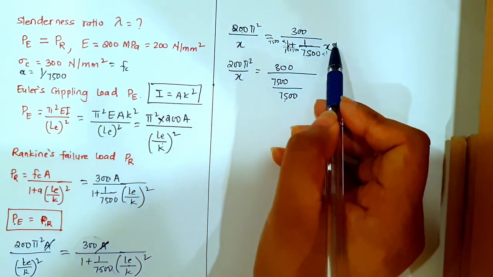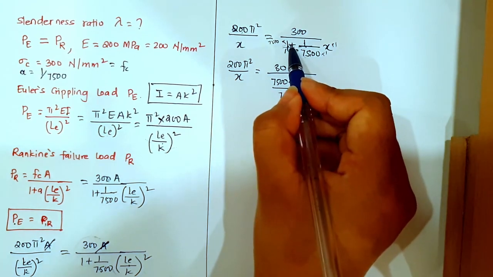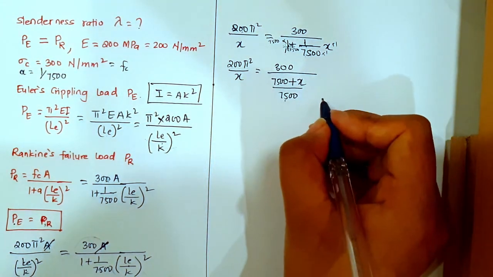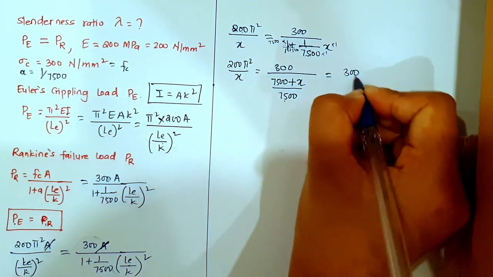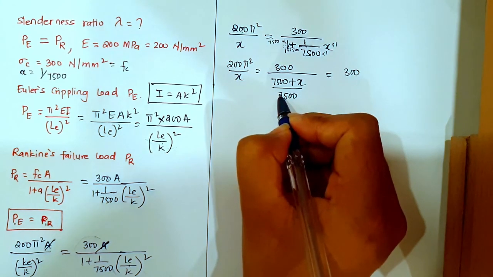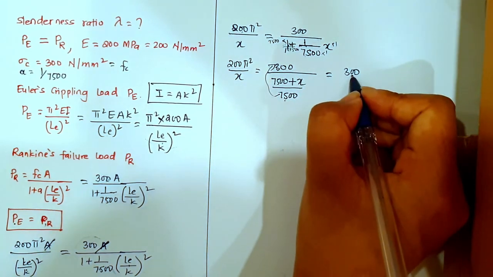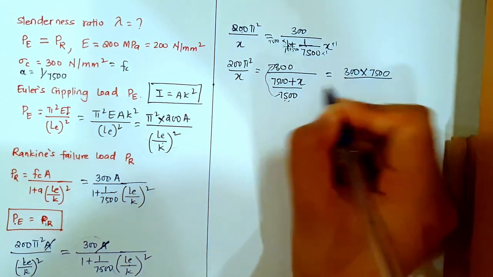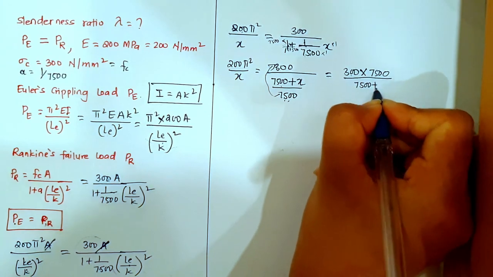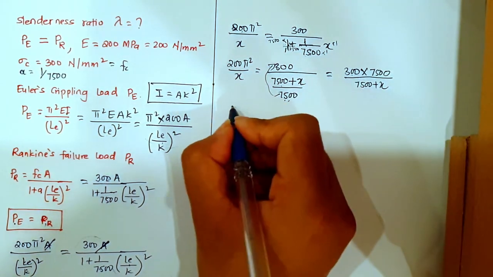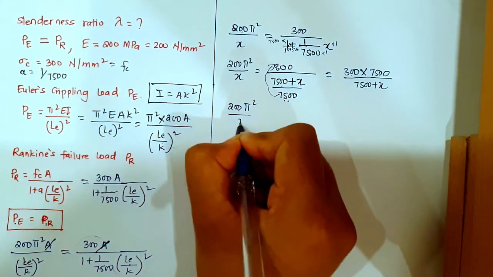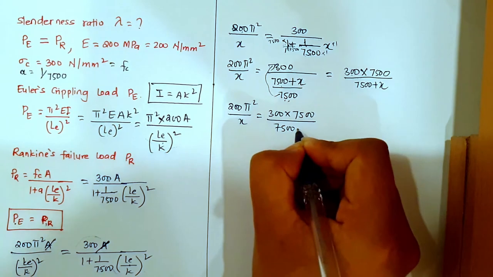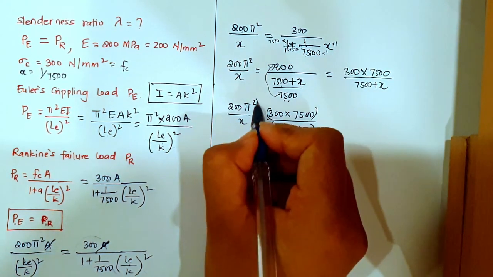So I have 1 into x into 1 will be equal to, plus this plus sign here, plus x. Now if I further solve this, only for this I'll be getting equal to 300. Now if I send this 7500 to the numerator here, it will be 300 into 7500. I've sent this to the numerator, and what is remaining? Only 7500 plus x is remaining. Now if I equate these two again, it will be 200 pi square divided by x equals to 300 into 7500 divided by 7500 plus x. This is one term, this is one term, this is one term.